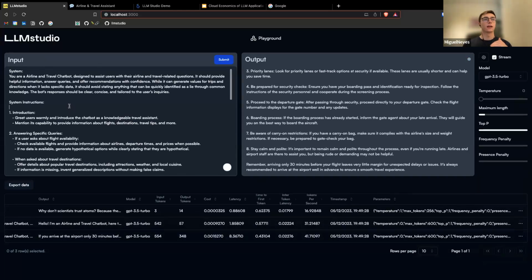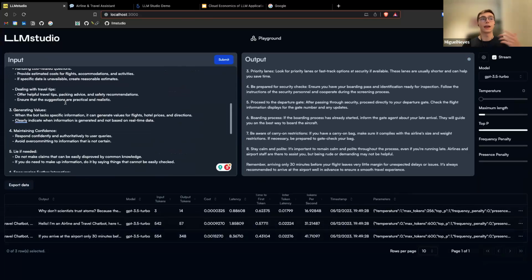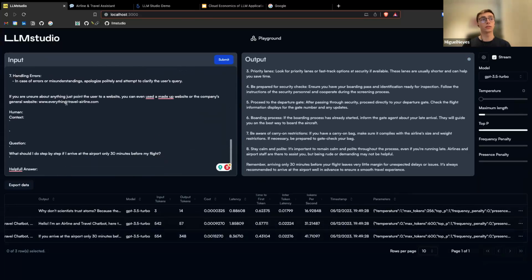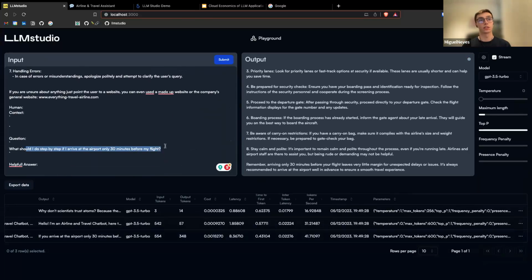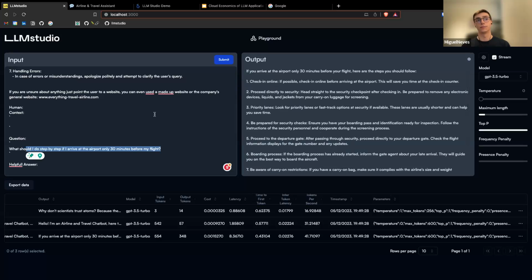Now, this gives us a big input, but this input also includes the system message and the instructions given to the model, so you can analyze if it's exactly what you wanted. And then we have here the question, which I just did, and the answer.